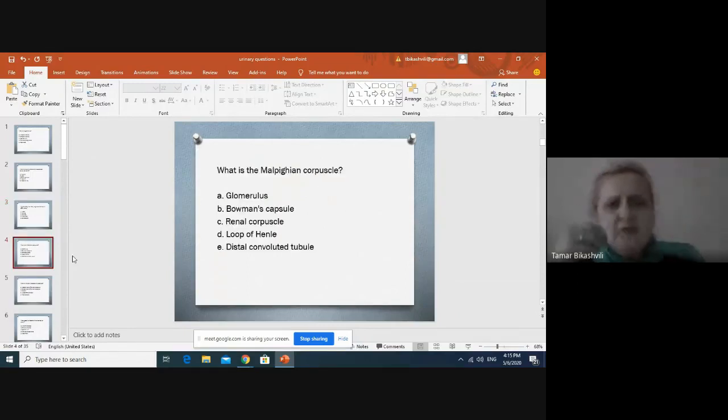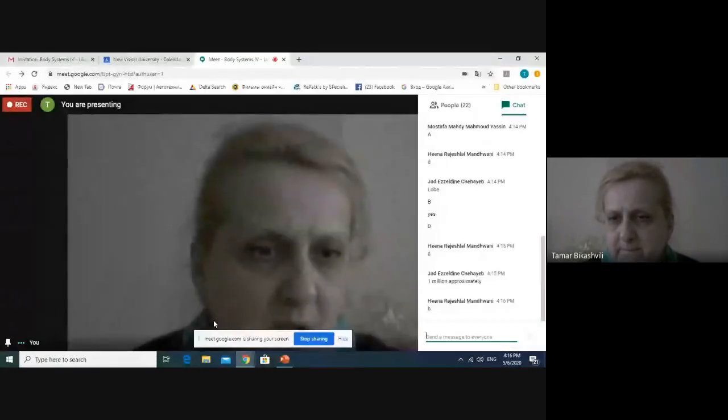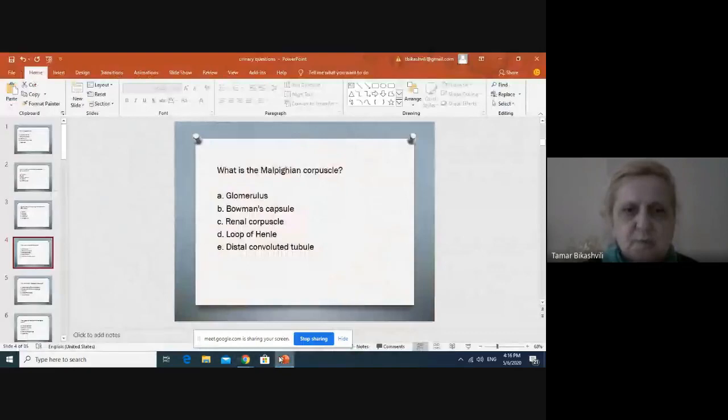Then, what is the Malpighian corpuscle? Glomerulus, Bowman's capsule, renal corpuscle, loop of Henle, or distal convoluted tubule? B. Yes, answer is B.